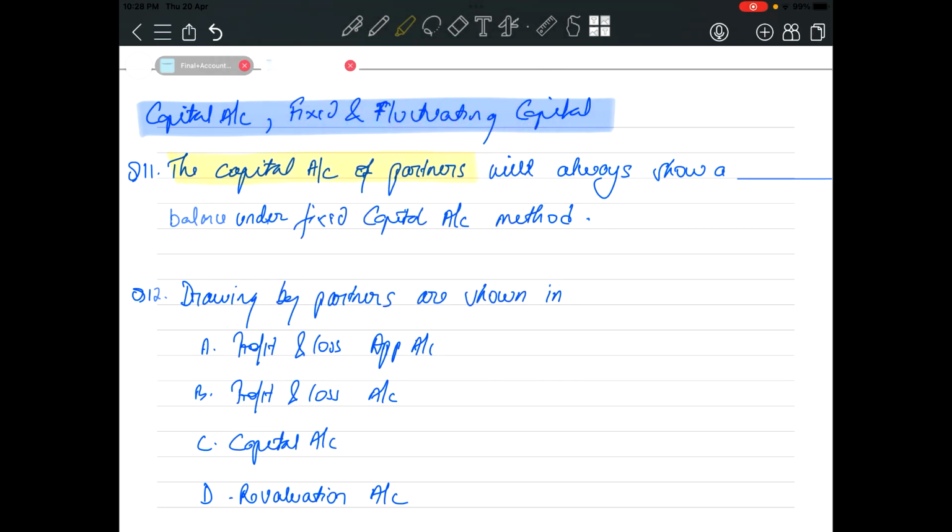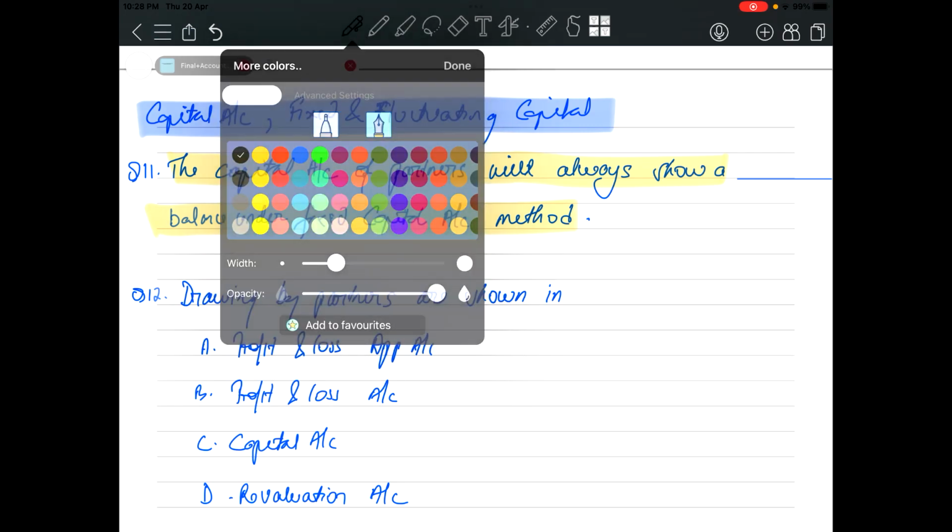The capital account of partners will always show a dash balance under the fixed capital account method. What is the answer? The answer is credit balance.